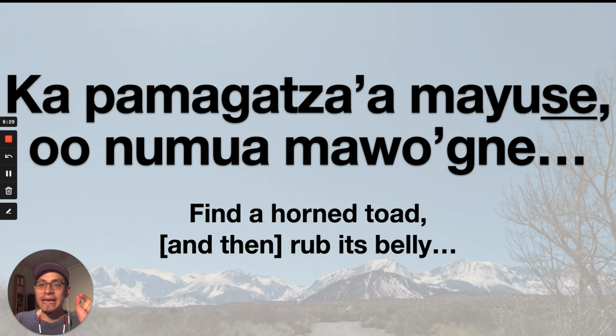Another one says, Kapamagatsa mayusi unumua mawongi. This is a command again. Find a horned toad and rub its belly. In Paiute, that's what it is. Find a horned toad, rub its belly. But because of the si suffix, it indicates progression. You first find, and then you rub its belly.